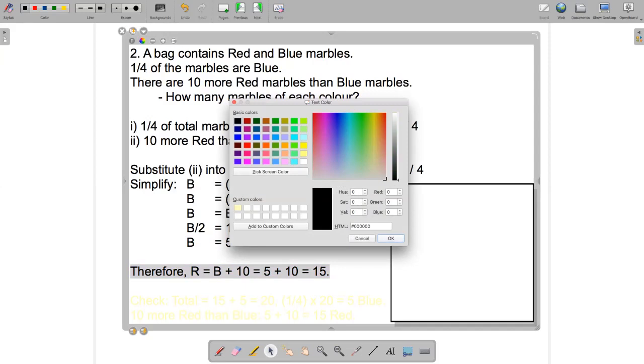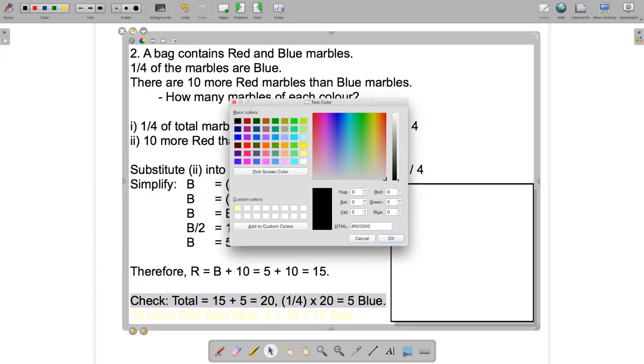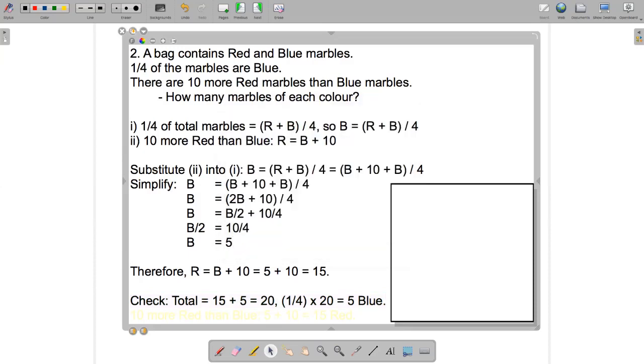Let's check that this matches with the information in the question. If B is 5 and R is 15, we must have 20 marbles in the bag. A quarter of 20 is 5, and that is the number of blue marbles that we have. So that checks out. And then there's 15 red and 5 blue. Sure enough, there are 10 more red than blue.